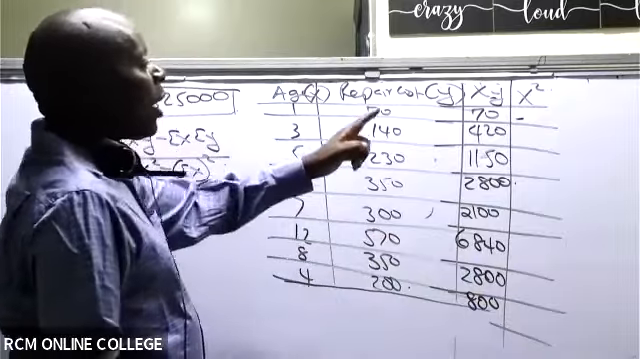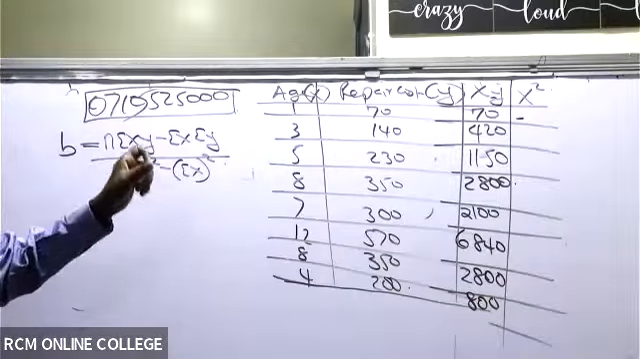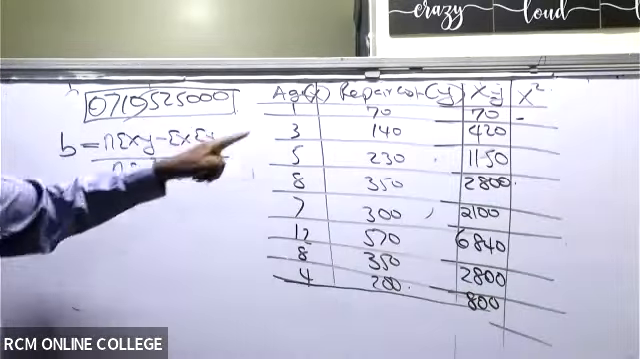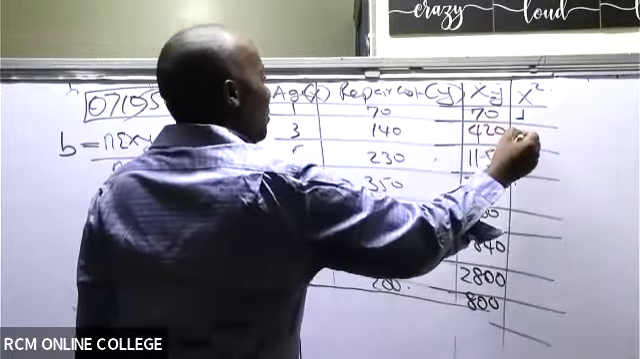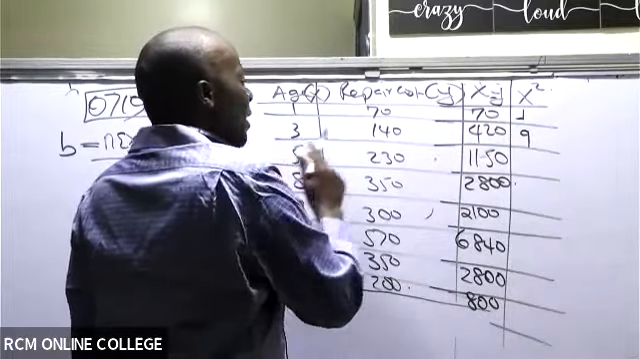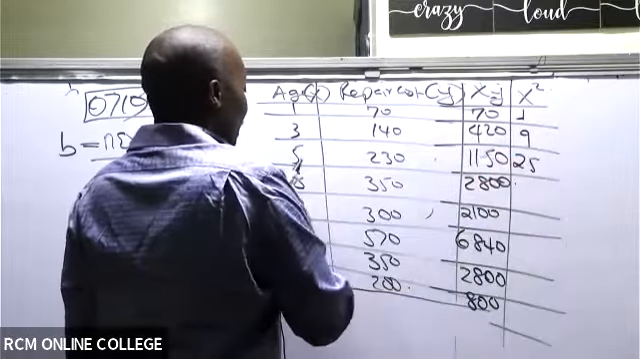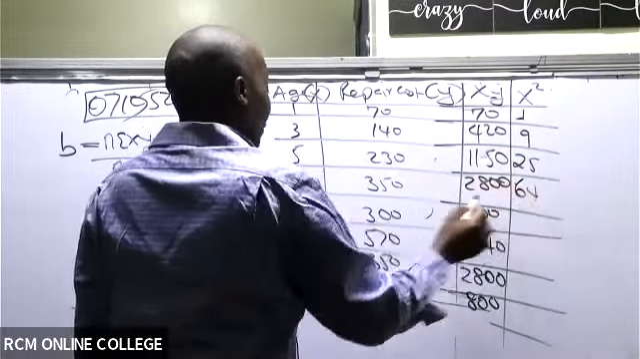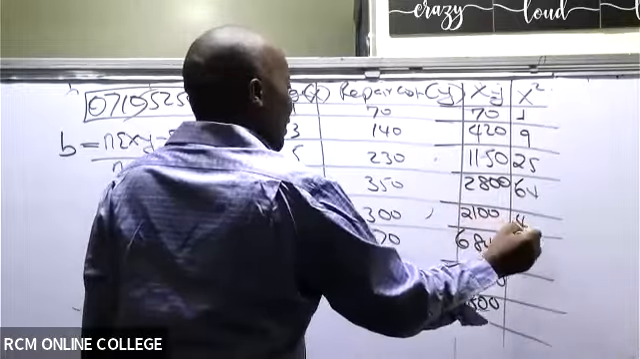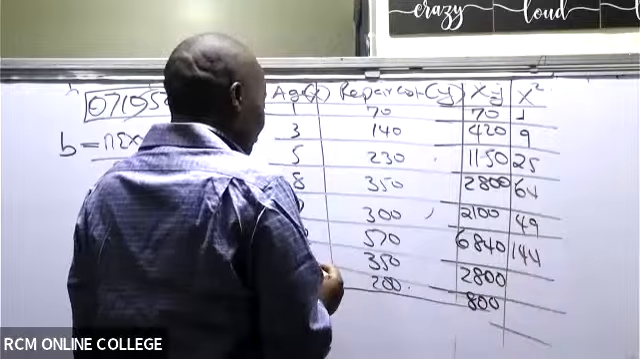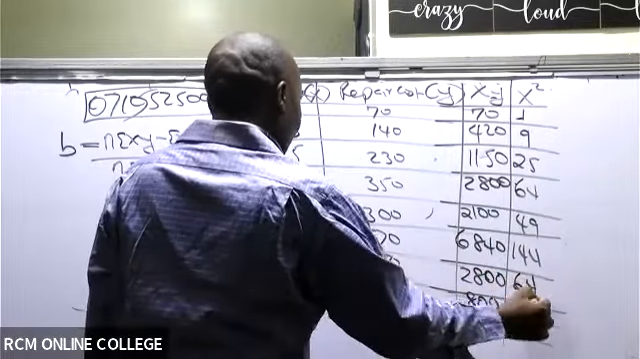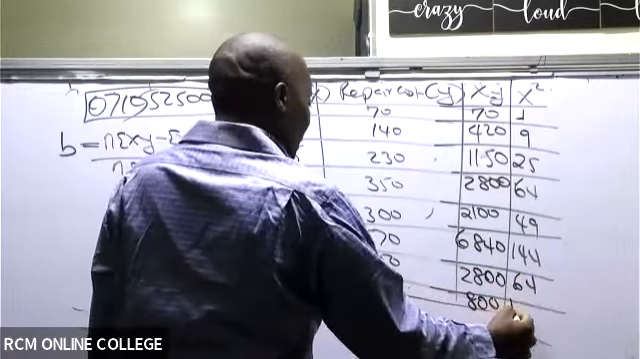How about the column of x squared? So simply use your calculator there. 1 squared gives me 1. 3 squared gives me 9. 5 squared gives me 25. 8 squared gives me 64. 7 squared gives me 49. 12 squared gives me 144. 8 squared gives me 64. 4 squared gives me 16.